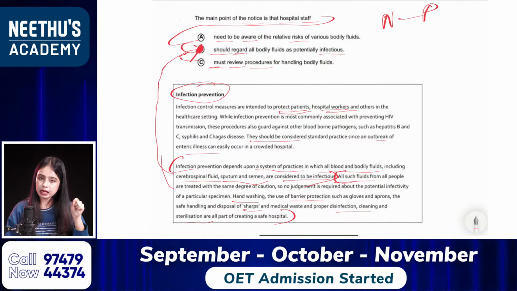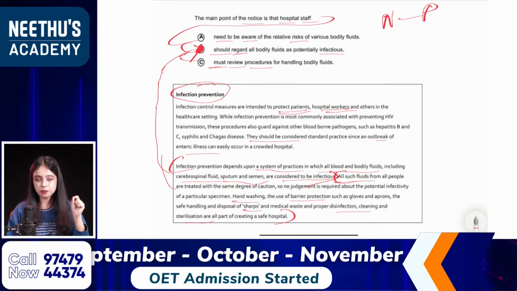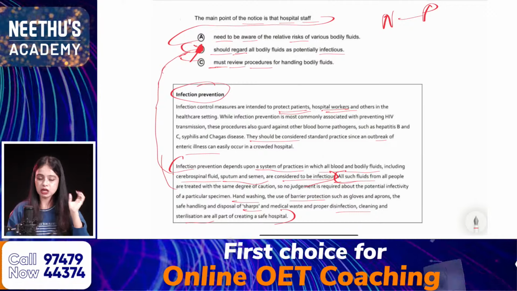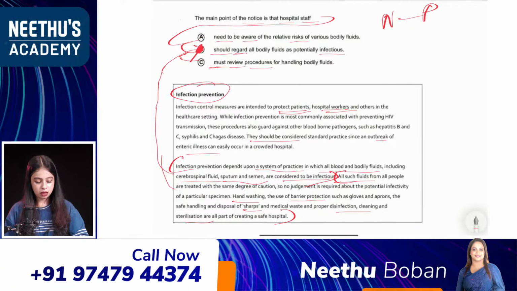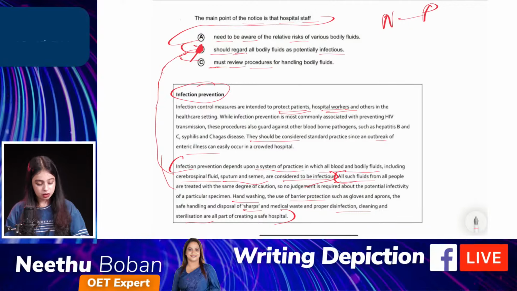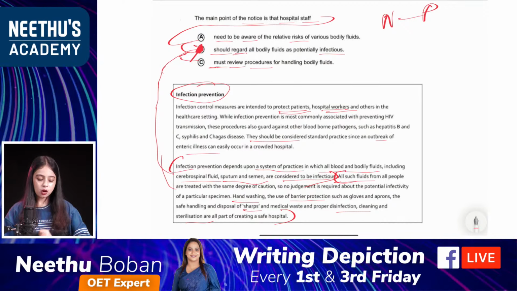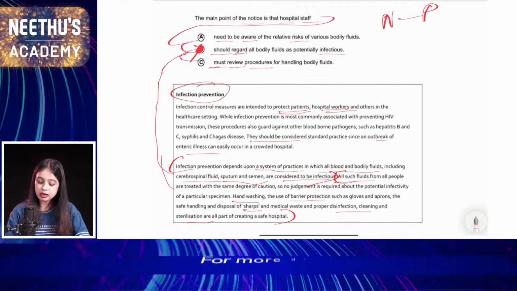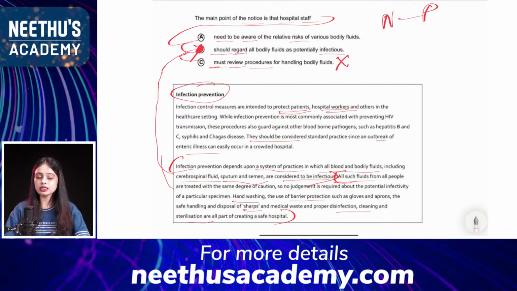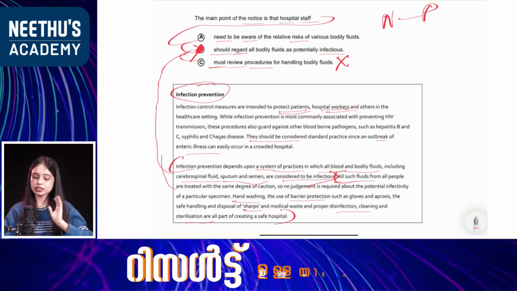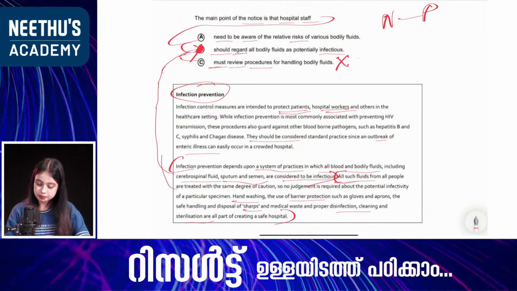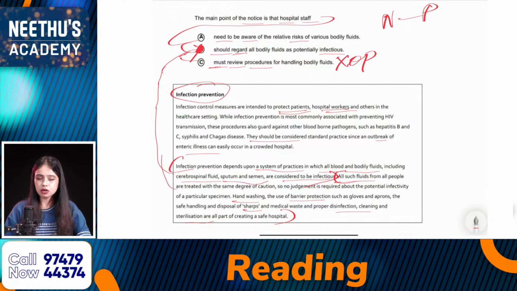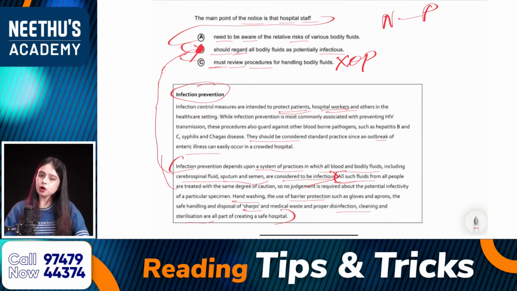So what about option A and option C? My next question is, how can we eliminate option A as well as option C? Yes, Jissa, option C is a contradictory sentence: must review procedures. We can't review it because they are considering each and every fluid as potentially infectious. So that means it is a contradictory, or opposite, option.